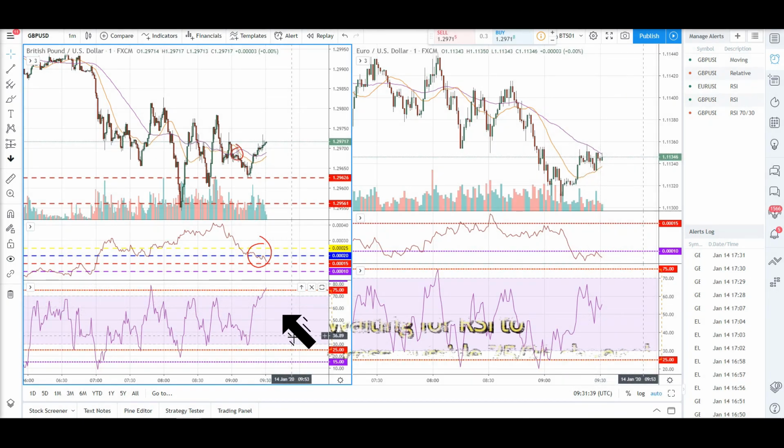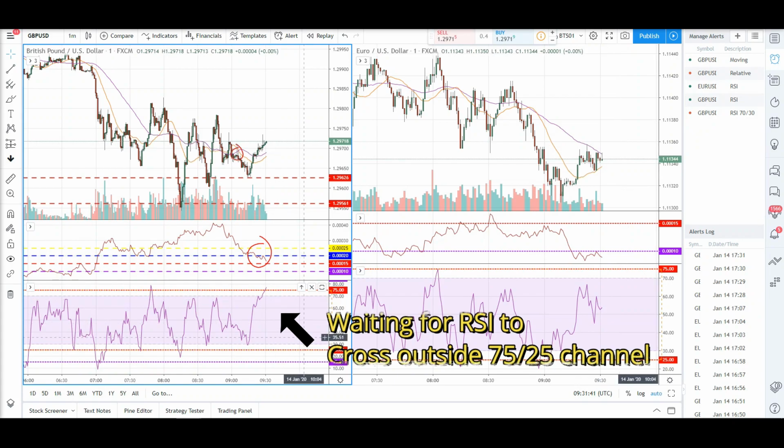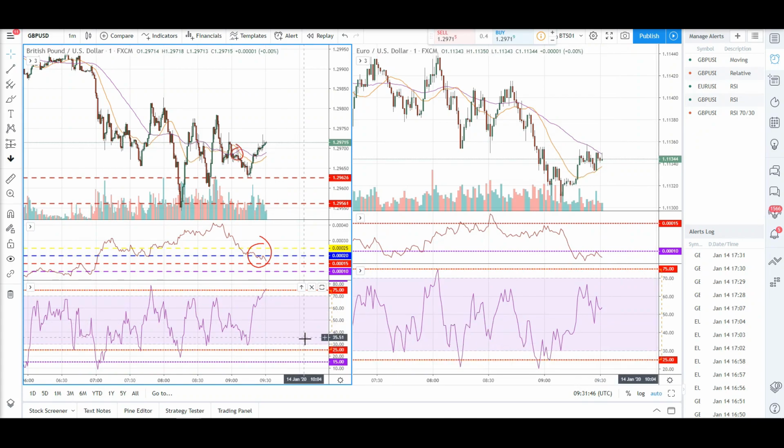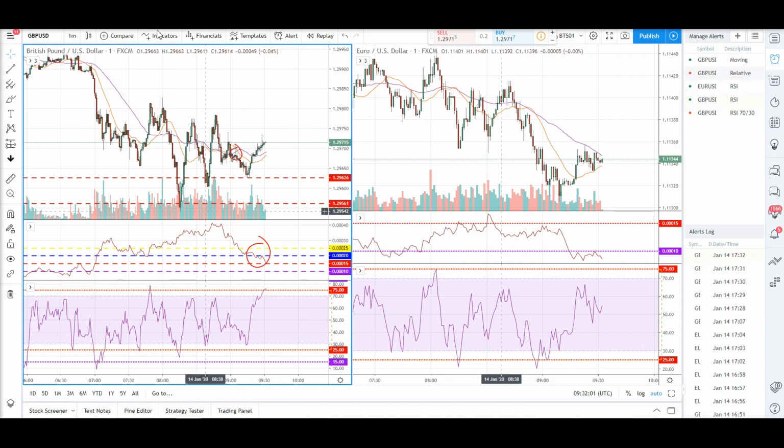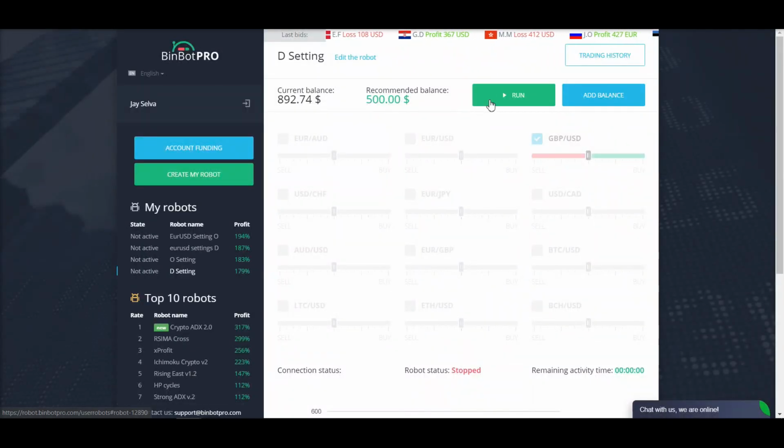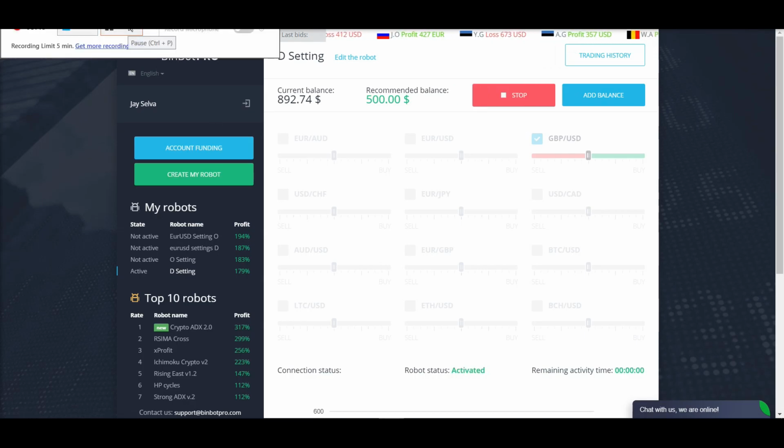All right, and the RSI seems to be able to hold outside the 75/25 channel, or maybe not, so we'll wait for another 10 seconds. Okay, right, so I would consider this as slightly outside the channel, so I will actually activate the robot for settings D right now. All right.